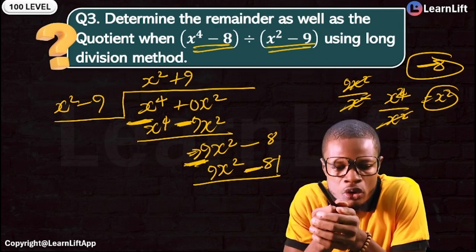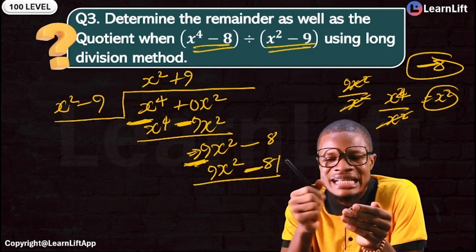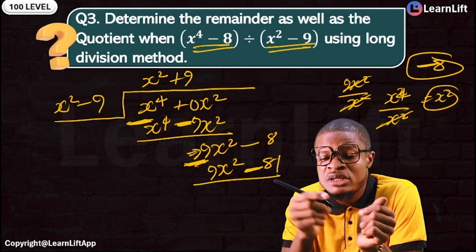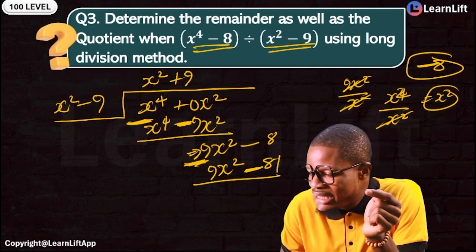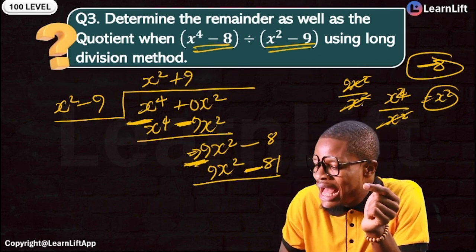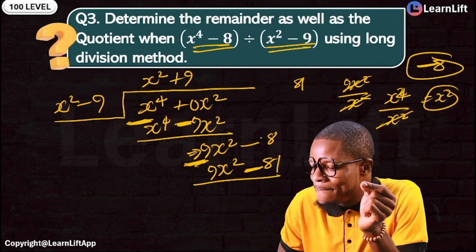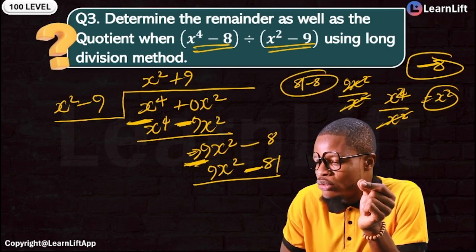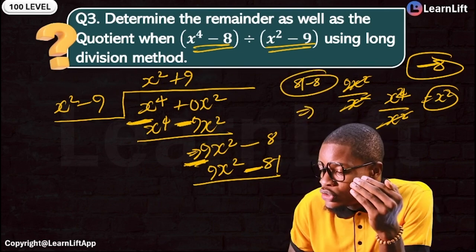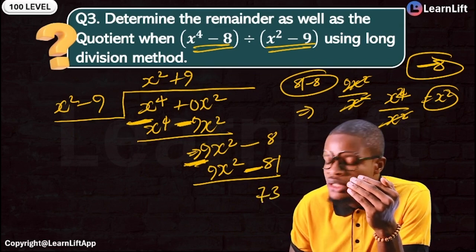Minus times minus is going to give me what? Plus. So I'm not viewing it again as minus 81. I'm viewing it as what? Plus 81. So the next thing you ask yourself is this: that 81 minus 8, what is it going to give us as the answer? That is going to give us what? 73 is what we're going to have.